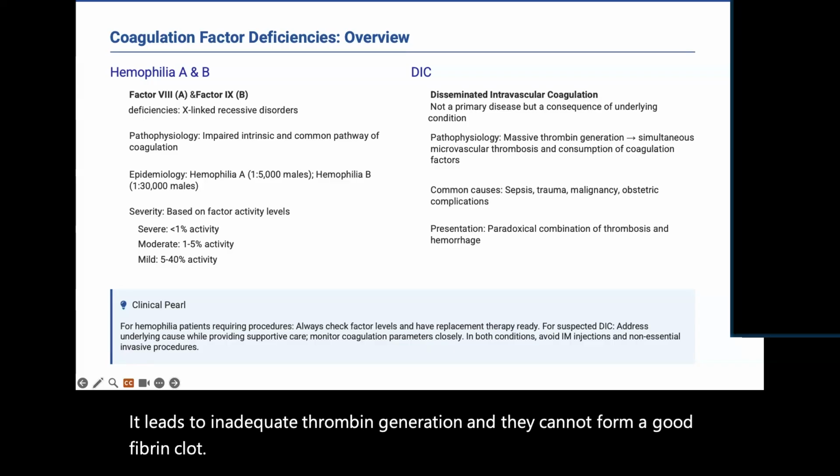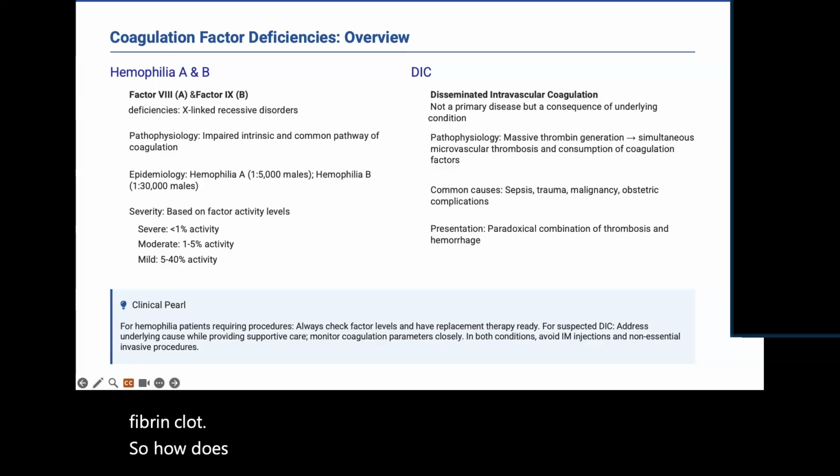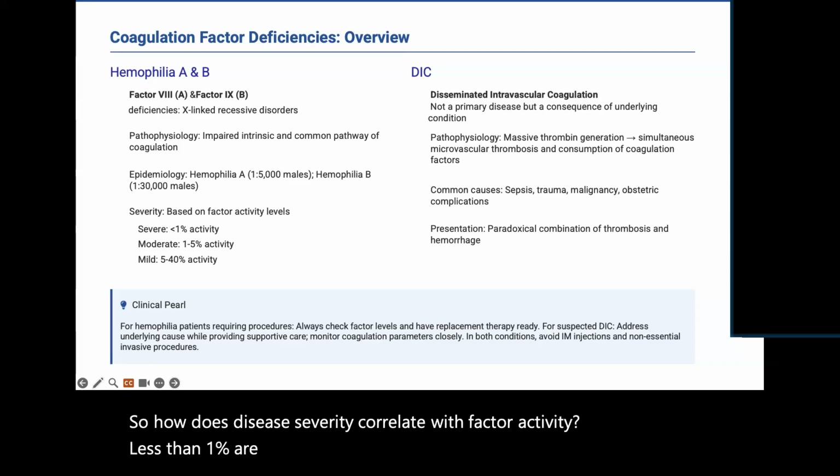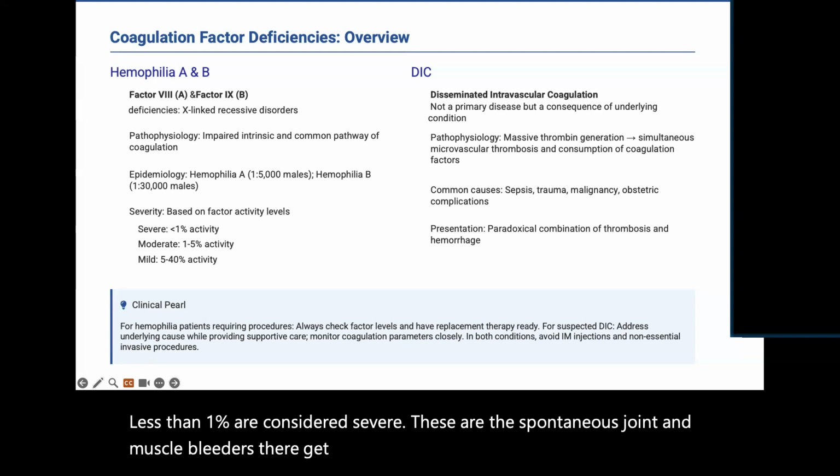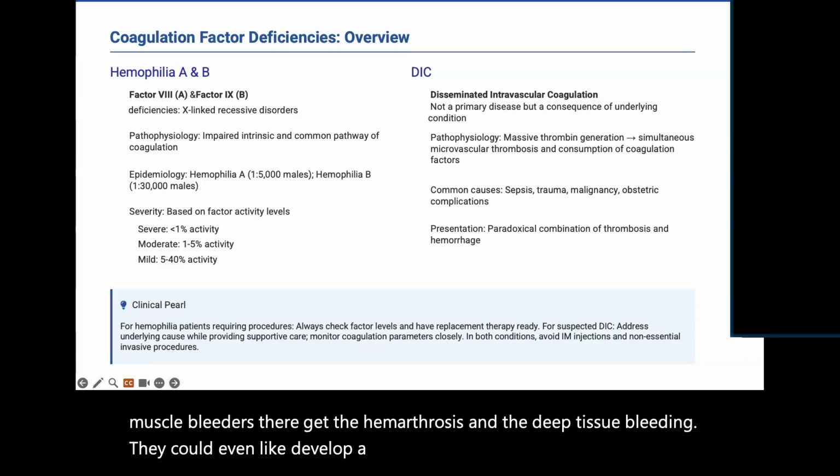So how does disease severity correlate with factor activity? Well, less than 1% are considered severe. These are the spontaneous joint and muscle bleeders. They get the hemarthrosis and the deep tissue bleeding. They can even develop a CNS bleed with a good sneeze.